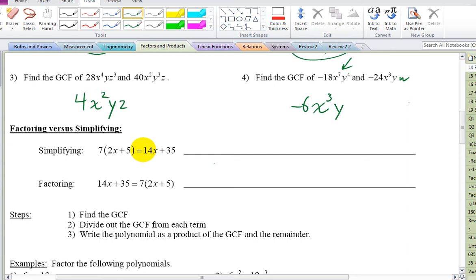So, what we do is if you're given this instruction simplifying, you would take the 7 and multiply out. So when I give you the instruction simplify, that means to multiply, to remove brackets. Okay, and this would be your answer.